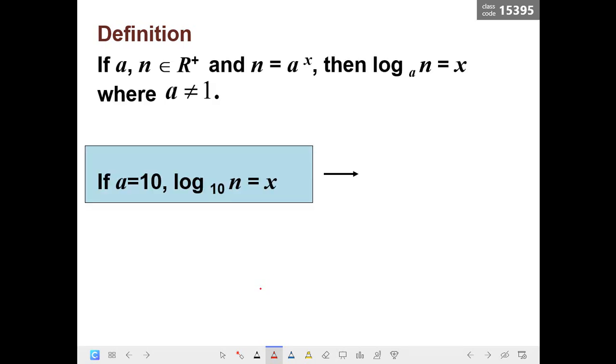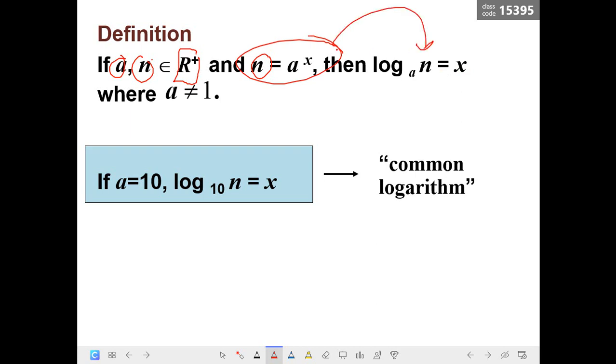Definition for this subtopic, log. If a is a member of positive real numbers and n is equal to a to the power of x, then log n to the base a is equal to x. From the base, change to log, where a is not equal to 1.